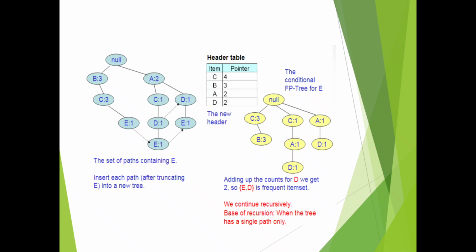To calculate this tree, the conditional FP tree for E, the yellow color representation, is the path of the conditional null value to E. Adding up the counts for D, we get 2. So E, D is a frequent itemset. We continue recursively, because the base of the recursion is when the tree has only a single path. This is the FP tree construction.